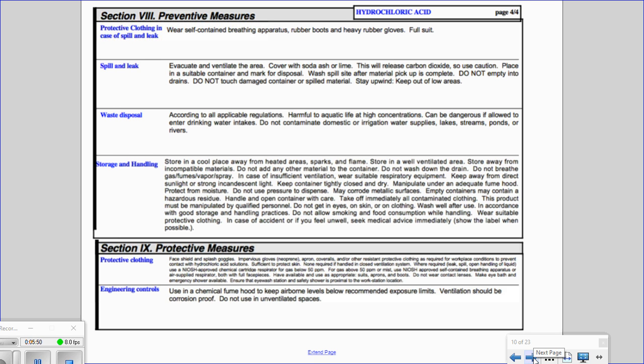So important information is provided in these MSDS sheets for the safe handling and usage of a chemical and what to do in the event of an accident.